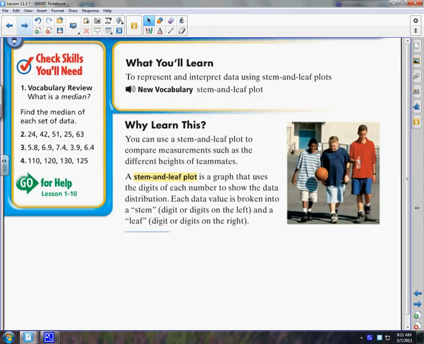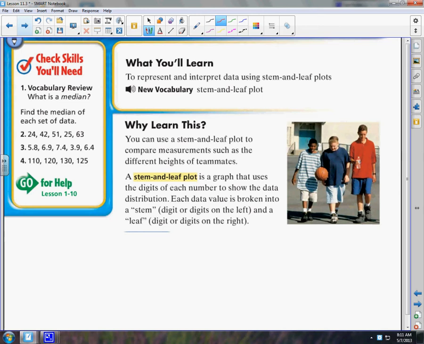So in your book, if you look in your book, there's a definition. Write this down. It says, a stem and leaf plot is a graph that uses the digits of each number to show the data distribution. So it's just like a line plot or a histogram. It's another way to represent a group of numbers.